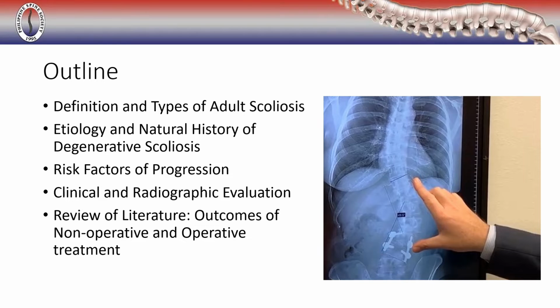So, just an outline of what I'll be talking about today. I'll briefly discuss the definition and the types of adult scoliosis, and then I'll focus on adult degenerative scoliosis and talk about the etiology and natural history. And then we'll talk about risk factors of progression, clinical and radiographic evaluation, and then we'll look at outcomes of non-operative versus operative treatment.